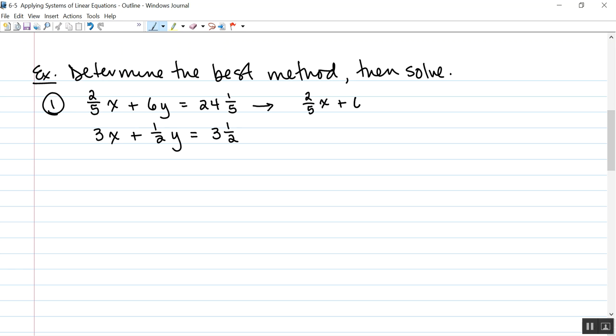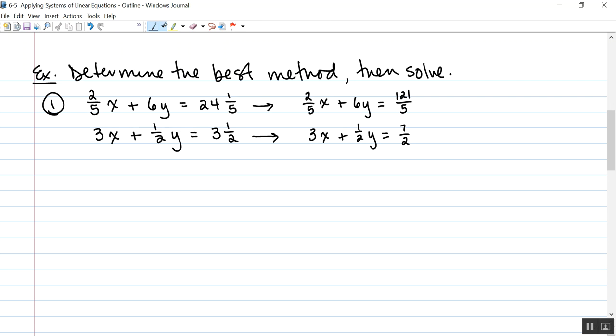2/5 x plus 6y equals, and remember how to turn a mixed number into an improper fraction. We take the denominator, multiply it by the whole number, and then add the numerator. So 5 times 24 is 120, plus 1 gives me 121 over 5. And then my second equation turns into 3x plus 1/2 y equals 2 times 3 is 6, plus 1 is 7, 7 over 2.